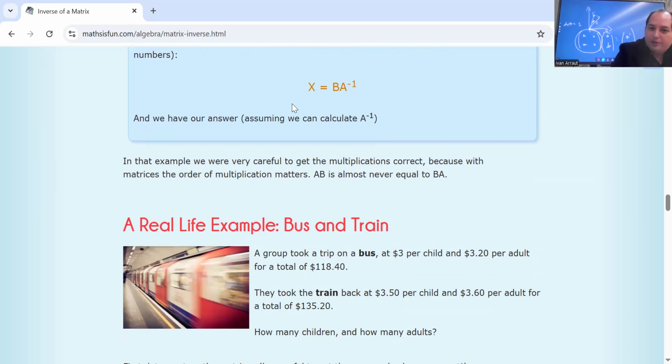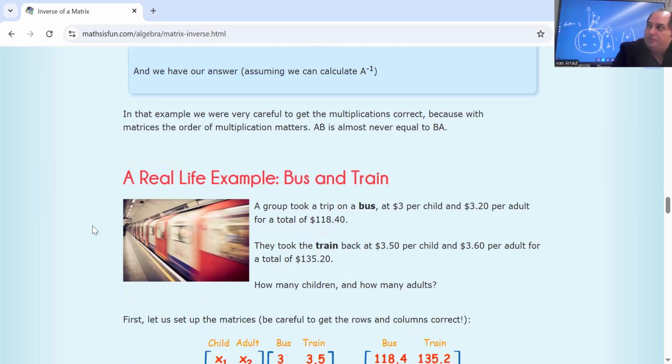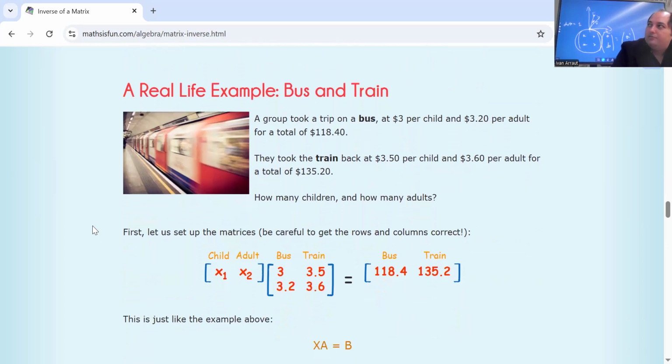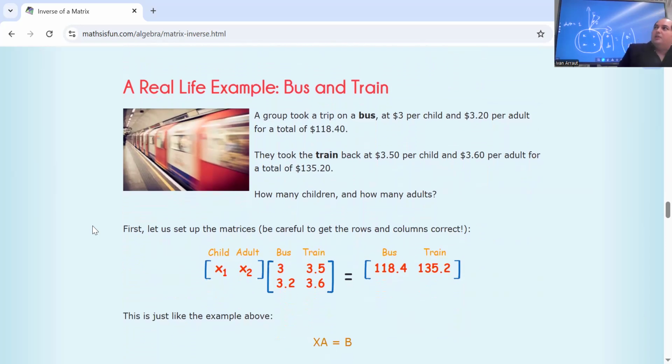And now let's go to a real life example. Bus and train. A group took a trip on bus at $3 per child and $3.20 per adult for a total of blah, blah, blah. They took the train back at $3.50 per child and $3.60 per adult for a total of blah, blah, blah. How many children and how many adults?